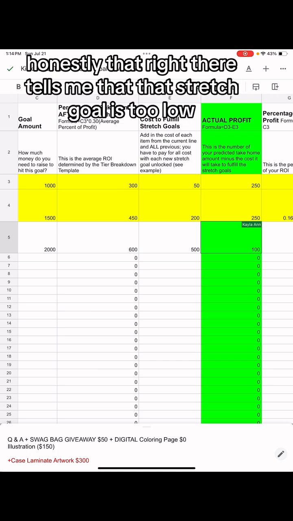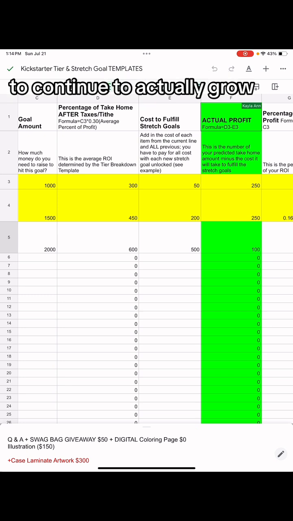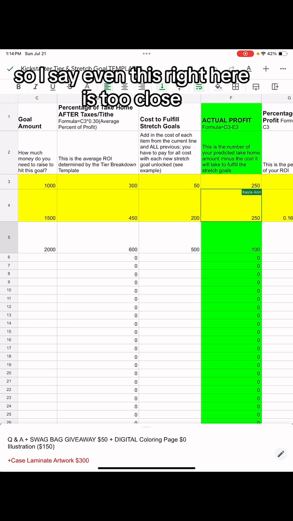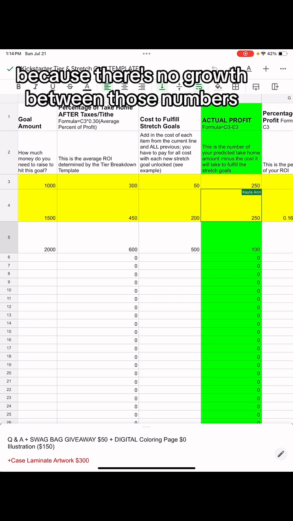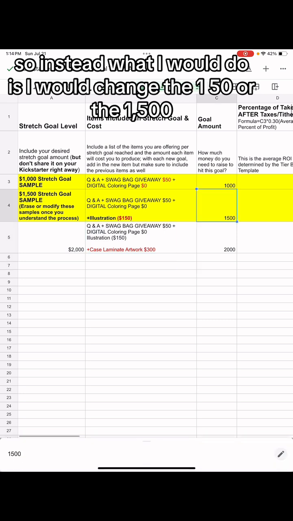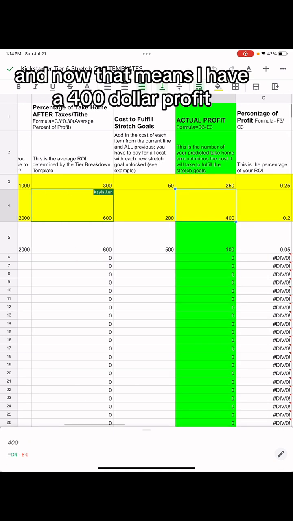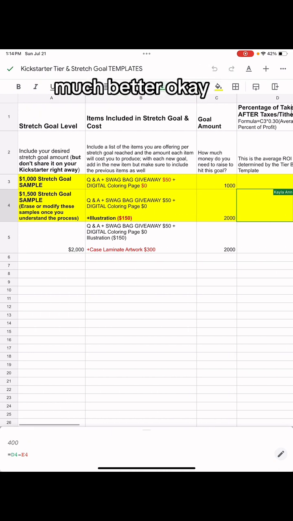Honestly, that right there tells me that that stretch goal is too low. I would like for this row F, column F over here, to continue to actually grow. So I'd say even this right here is too close because there's no growth between those numbers. So instead, what I would do is I would change the 1,500, sorry, to 2,000. Okay. And now that means I have a $400 profit, much better.